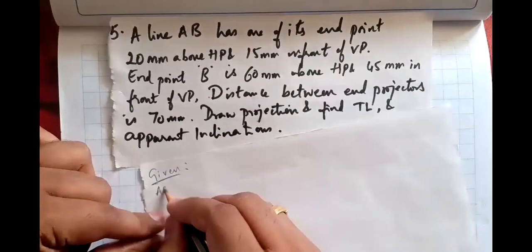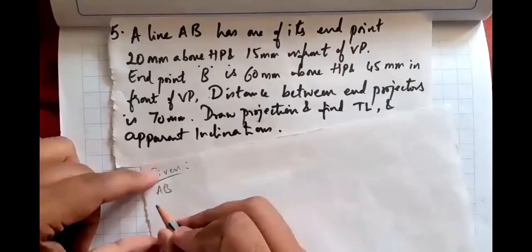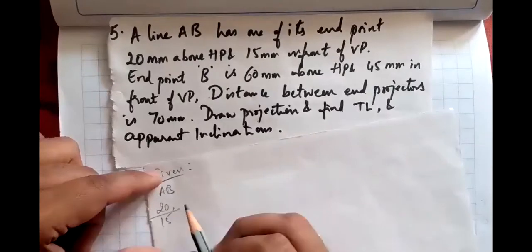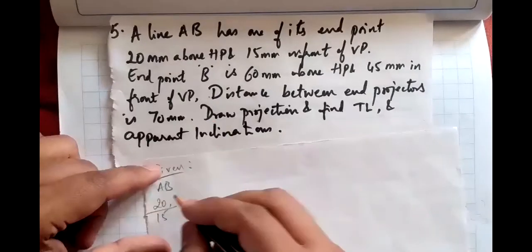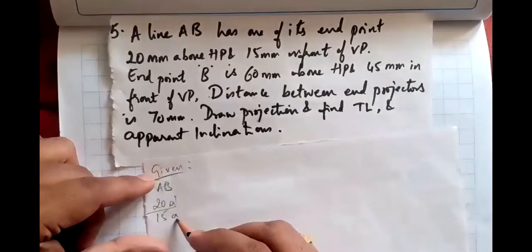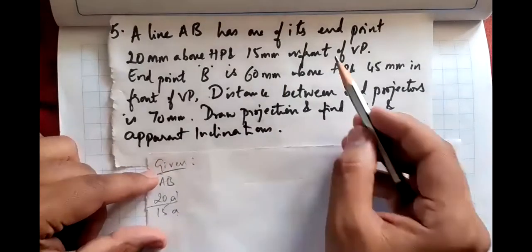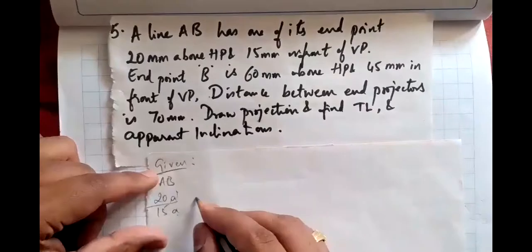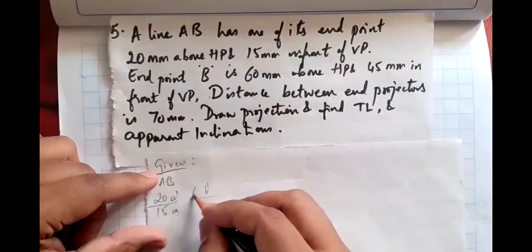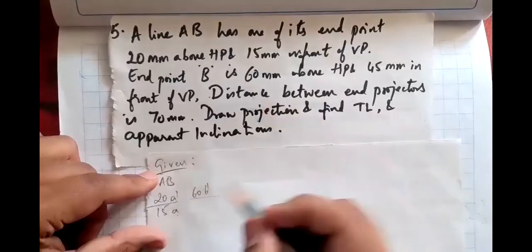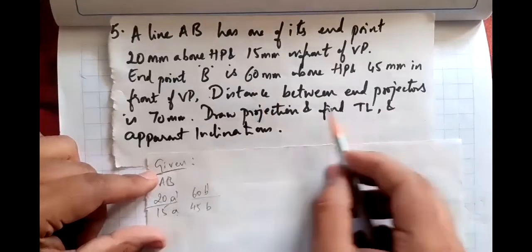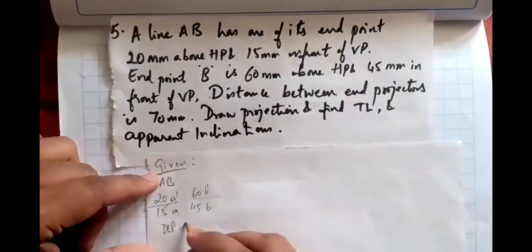20 and 15 in front of VP. I'll just write it: 20 and 15, that is A dash and A, 20 above HP and 15 in front of VP. Next, endpoint B is 60 above HP, that is B dash is at 60, and 45 in front of VP. The distance between end projectors, DEP, is 70.